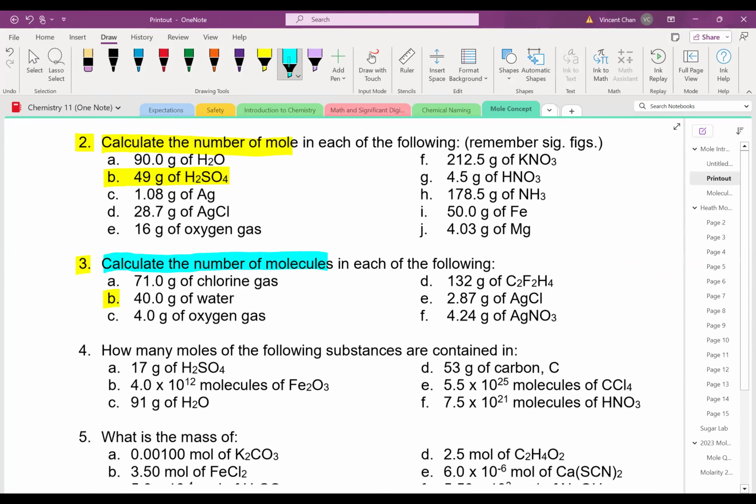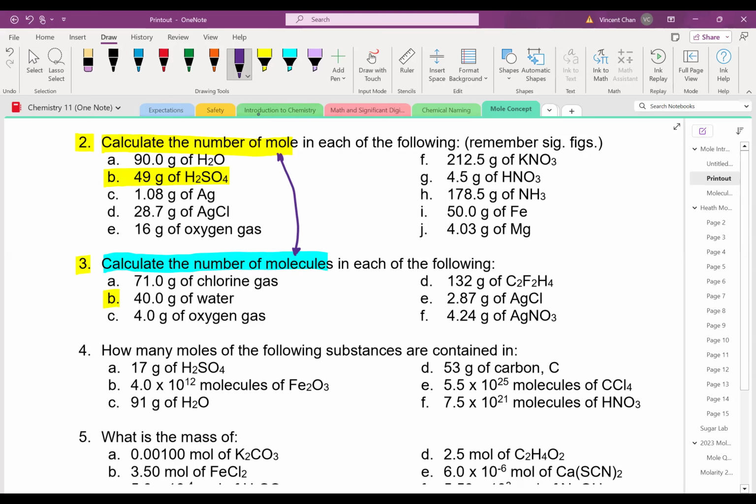Okay, now please make sure you know the difference between moles and molecules. Moles is a unit. Molecules is a description of a particle. Make sure you know the difference. They look similar, they sound similar, but they are very different.